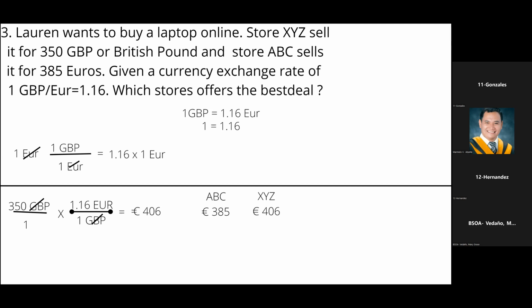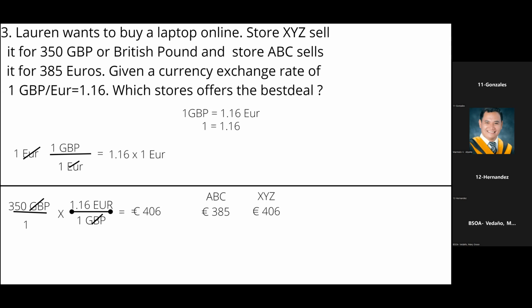Para makuha natin kung aling store ang mas mura, 350 GBP over 1 times 1.16 euro over 1 GBP. So, ang gagawin natin, kakancel natin si GBP. GBP yung nasa taas, saka yung GBP nasa baba. Kaya nasa baba yung 1 GBP para makancel natin yung GBP na nasa taas. After makancel, i-multiply natin yung 350 times 1.16 equals to 406 euro.